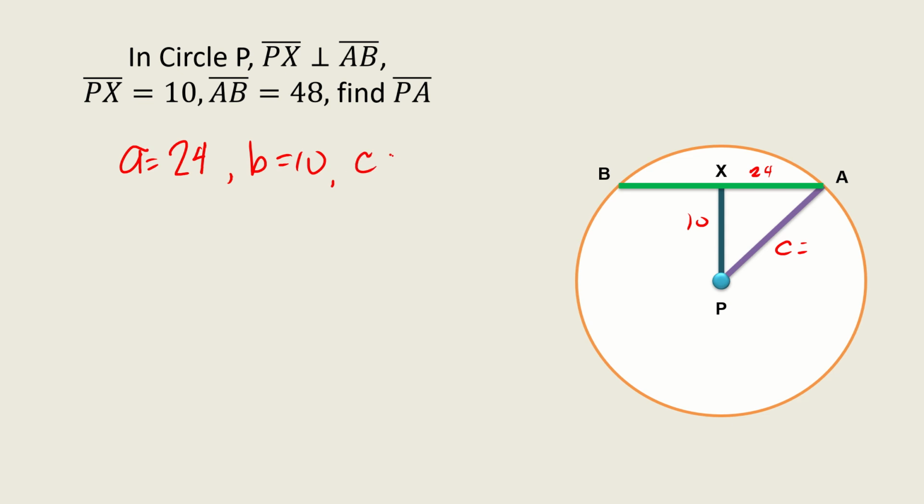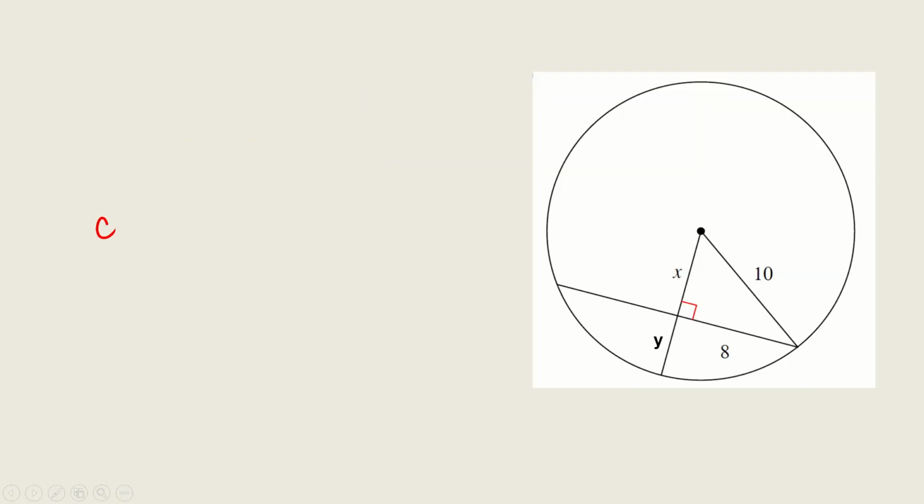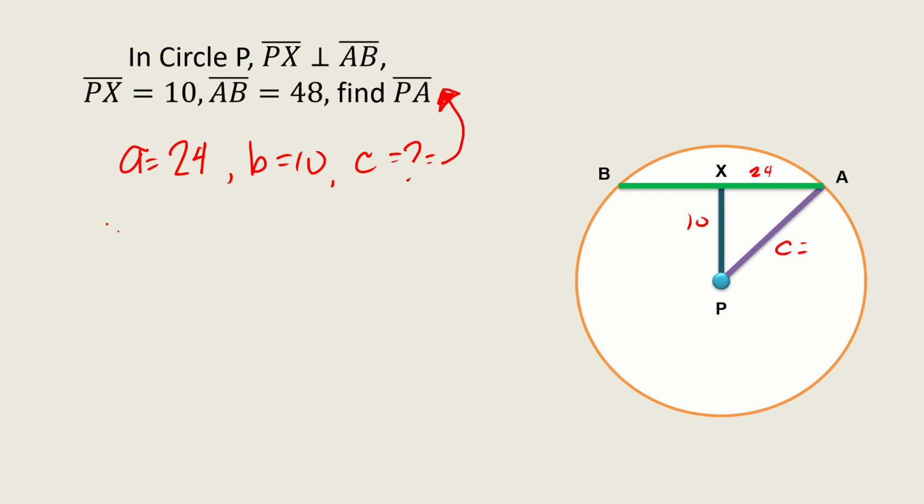Diba? Si segment C ay equal kay segment PA. Si side C rather ay equal kay segment PA. Substitute. O, Pythagorean theorem tayo, di ba? We have C squared is equal to A squared plus B squared. So we have C squared equals A is 24. So 24 raised to 2 plus 10 raised to 2.